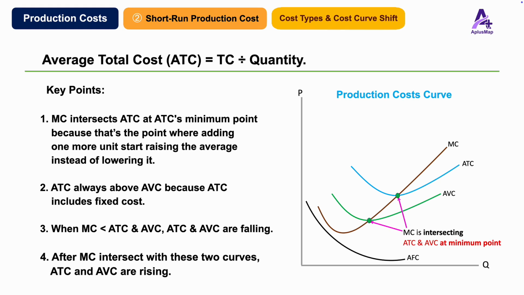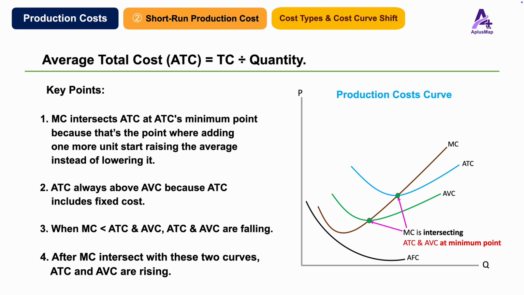Both minimums. Why? It's that marginal-average relationship. As long as the cost of making the next unit, MC, is lower than the current average cost, either AVC or ATC, it's pulling that average down. But the moment MC rises above the average, it starts pulling the average up. So the only place they can be equal is where the average stops falling and hasn't started rising yet, its lowest point. The bottom of the U.